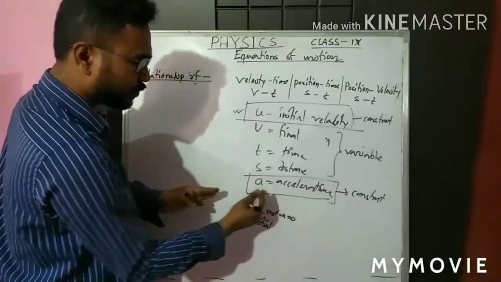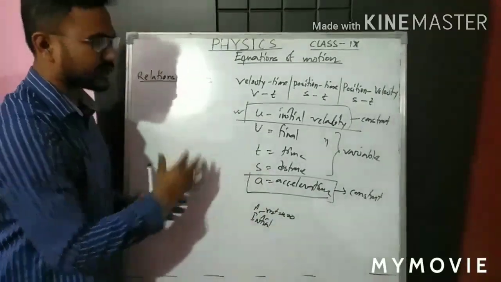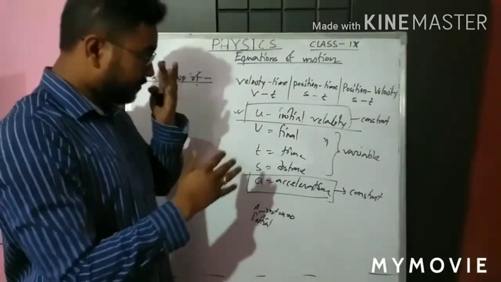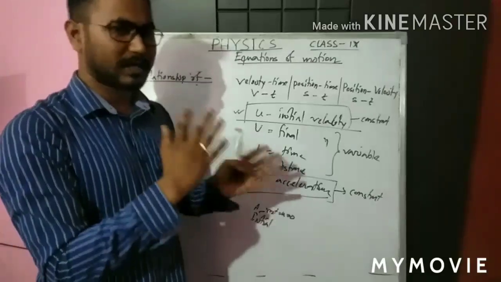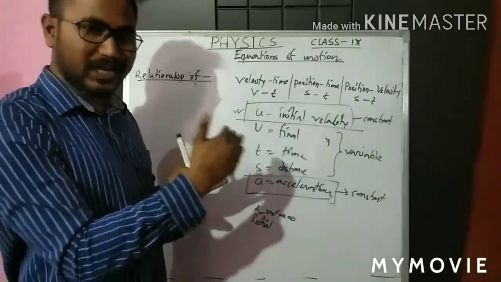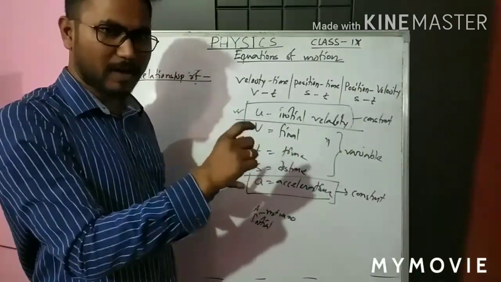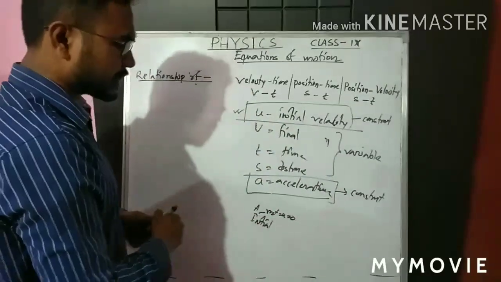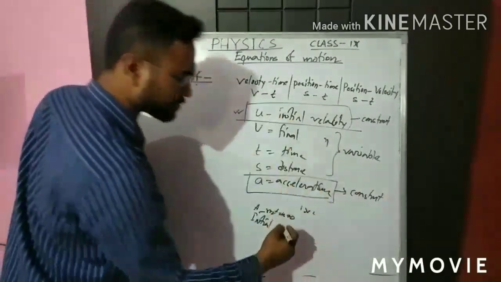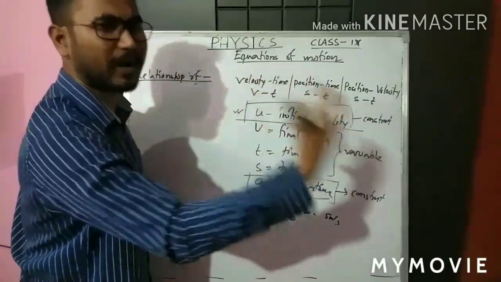Next, let's go for acceleration. Why should acceleration be constant? Here we are considering uniform acceleration motion, right? What is the definition of uniform acceleration motion? It is when the object changes its velocity by equal amounts in equal intervals of time. Suppose in the first 1 second the speed of the object increases by 5 meter per second. In the second 1 second also it increases by 5 meter per second.